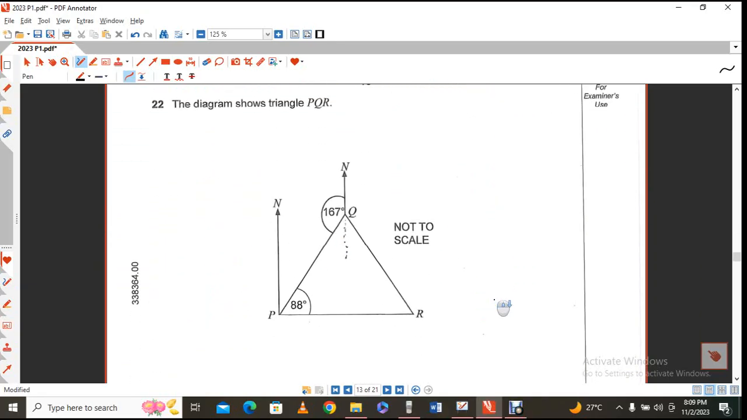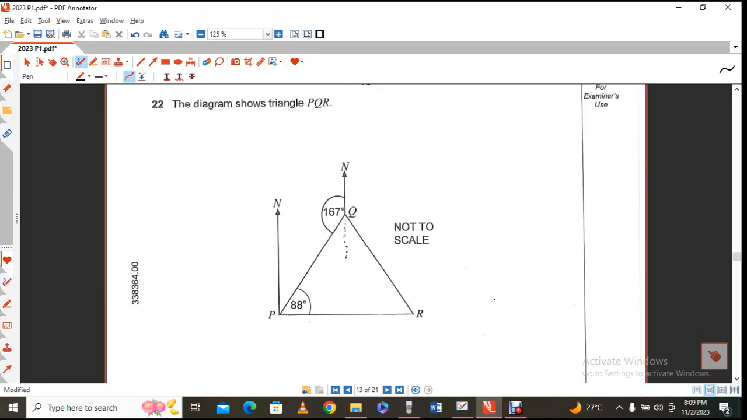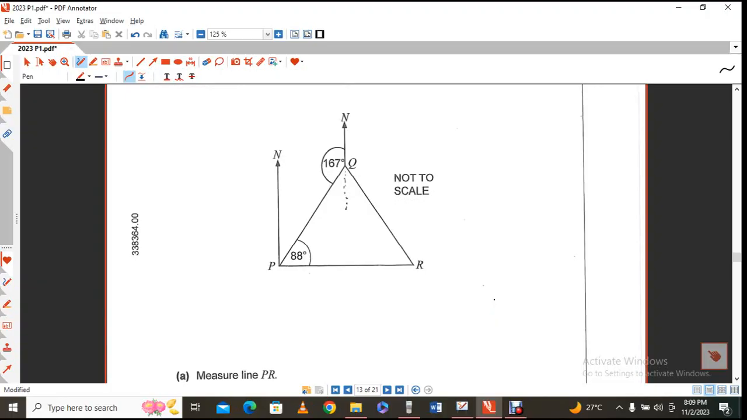Good. Question 22. Now, the diagram shows triangle PQR. Measure line PR. Of course, this is a scanned document. So even if I was to measure it using my software, my measurement will not be exact because there is some scale in that. Okay.